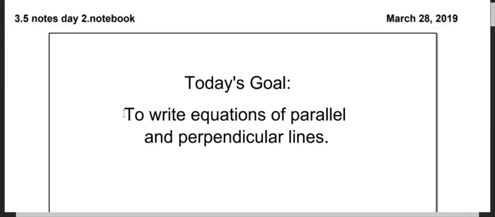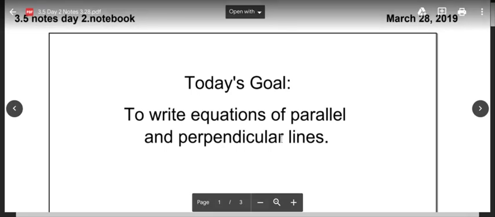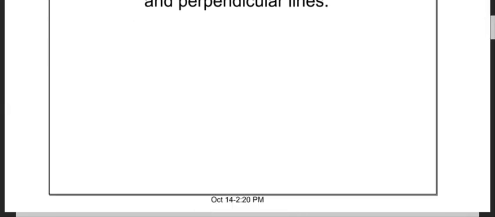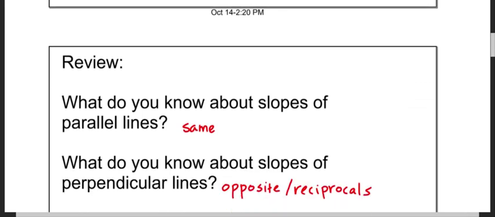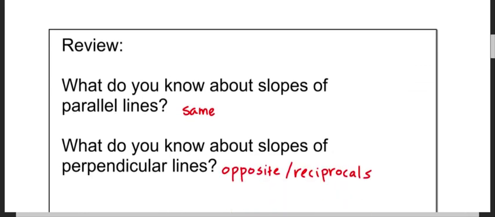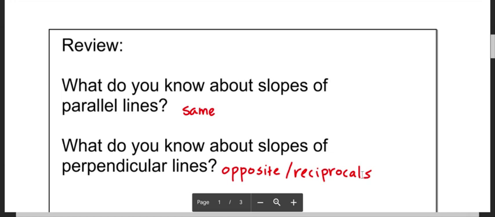All right, today we are going to write equations of parallel and perpendicular lines. So a quick review. What do you know about slopes of parallel lines? Always the slopes are the same for parallel lines. Always the same. And what do we know about slopes of perpendicular lines? That the slopes are opposite reciprocals of one another.